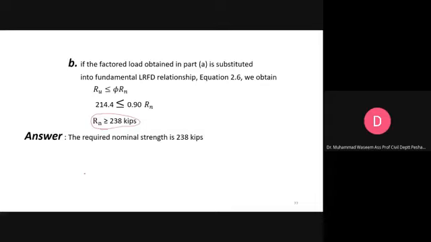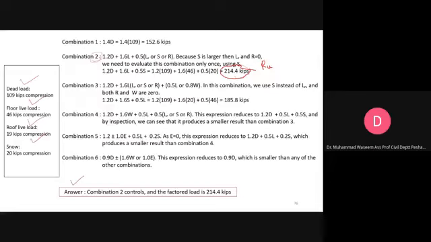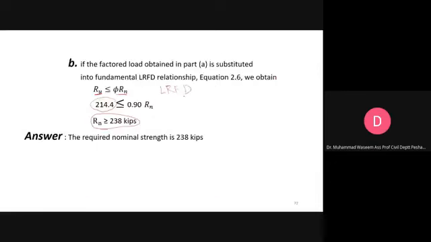Okay, now we know that this Ru in LRFD should be less than or equal to this one. We have this value. This is coming from here. So you can calculate, we have been given a phi value. This is 0.9. So if you use this phi value, you will calculate the nominal strength.